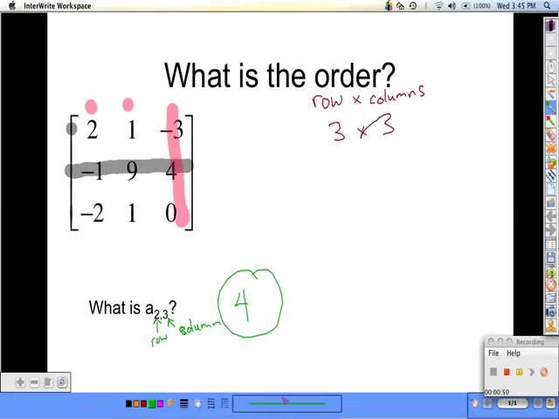So the element in the second row and third column is a 4.